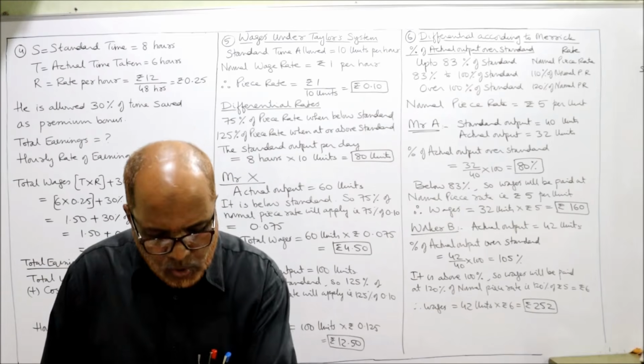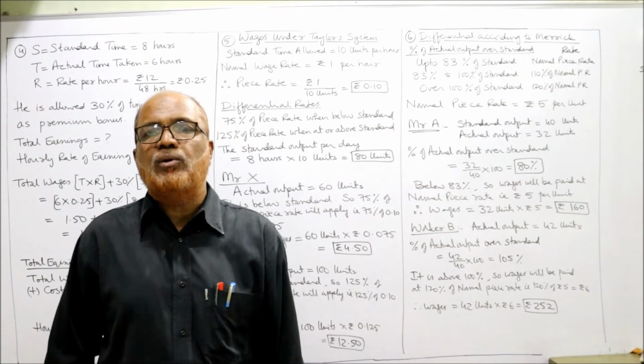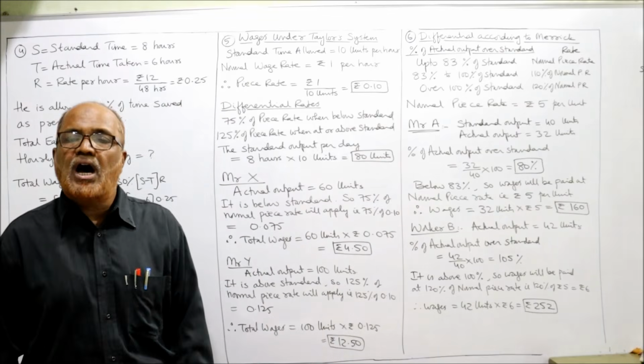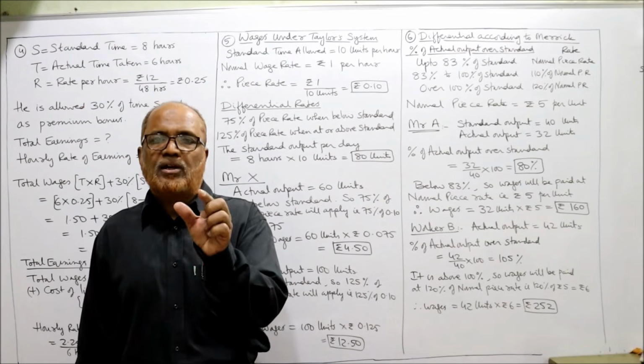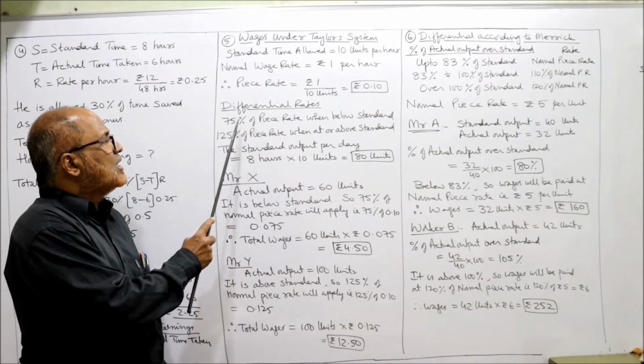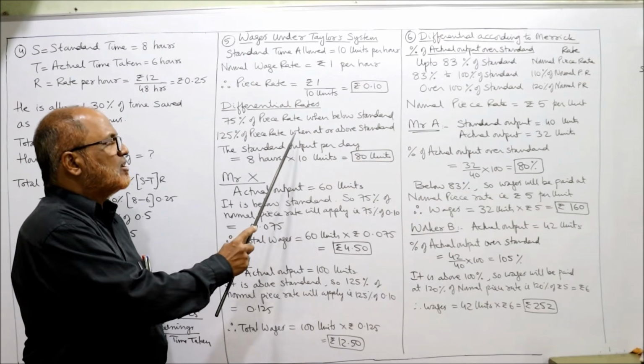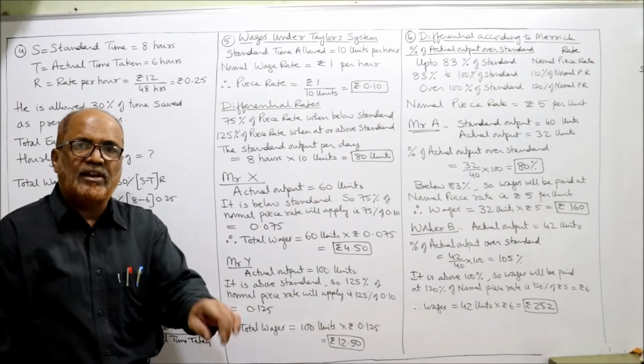Two workers are there, X and Y. X worker has produced 60 units and Y worker has produced 100 units in a day of 8 hours. We have to find out what are the total wages of X and Y. Now see here, differential rates: 75% of piece rate when below standard and 125% of piece rate when at or above standard, given in the problem.